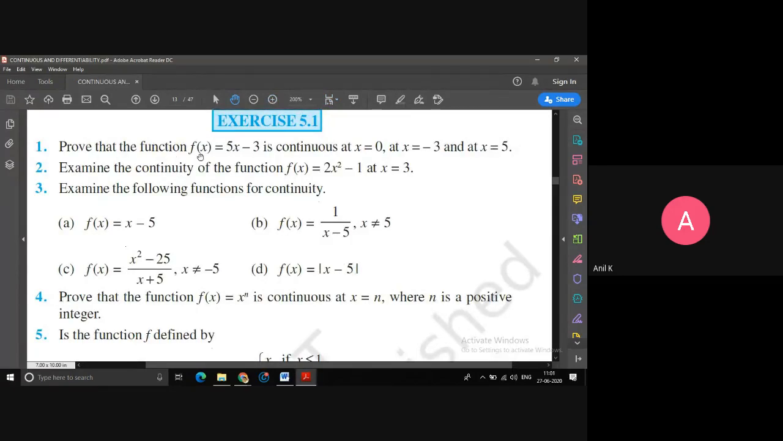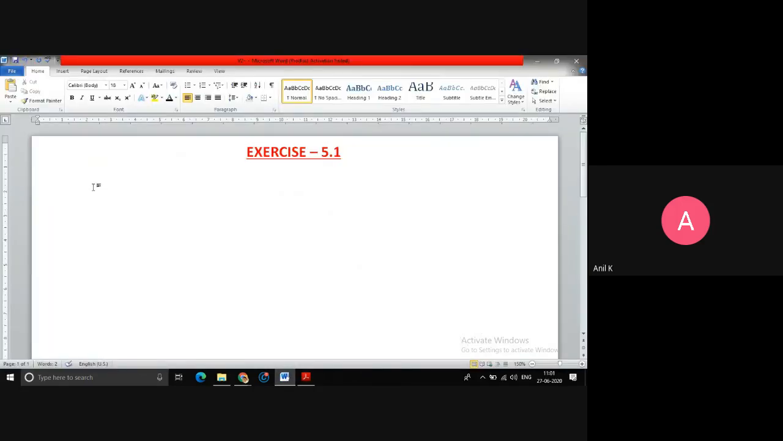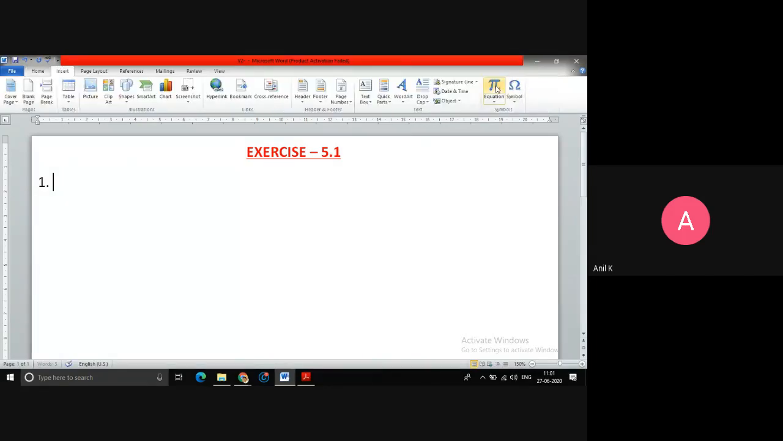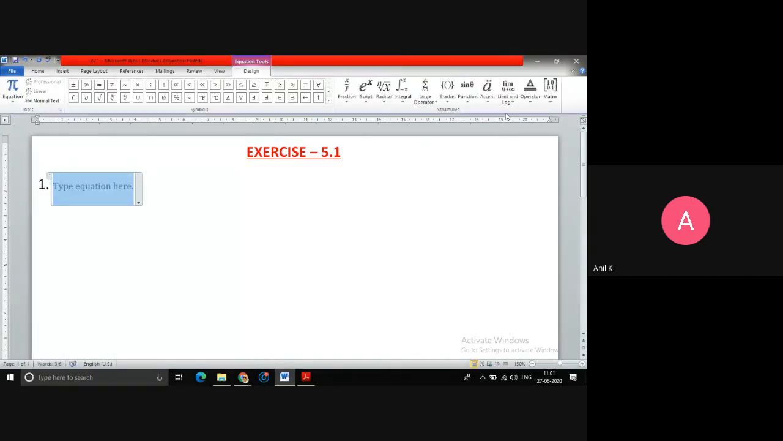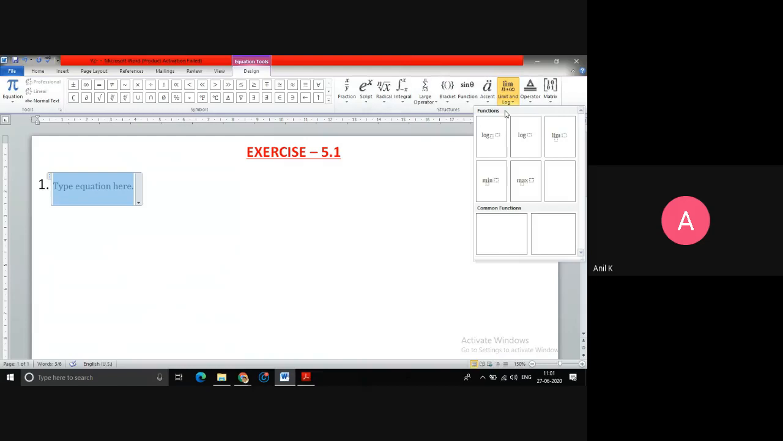Prove that the function f of x equals 5x minus 3 is continuous at x equals 0, at x equals minus 3, and at x equals 5. At all these 3 points, you have to prove whether they are continuous or not. It's very simple. I'll solve one question so that we can try all others.